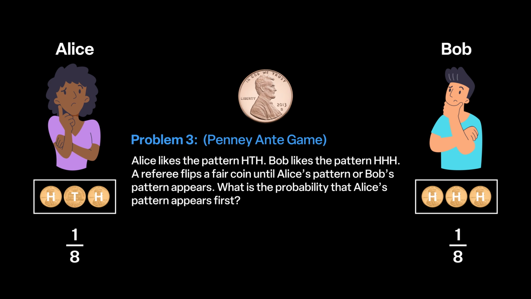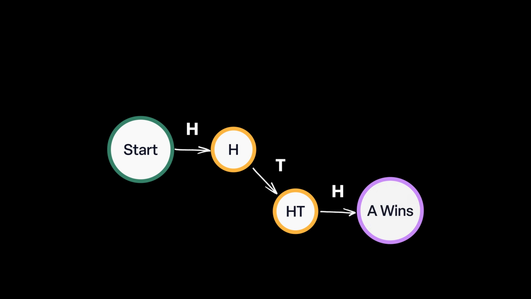I encourage you to draw your own state diagram. For example, what states will you need? Where shall you draw the transition arrows? Feel free to pause the video. Okay, I'll draw a diagram. How can Alice win? She'll need a heads, followed by a tails, followed by a heads.